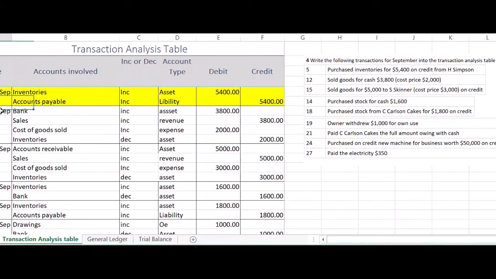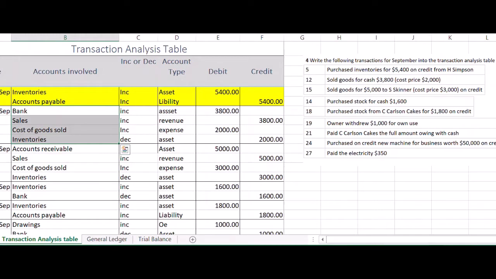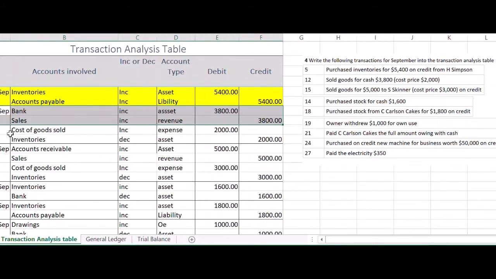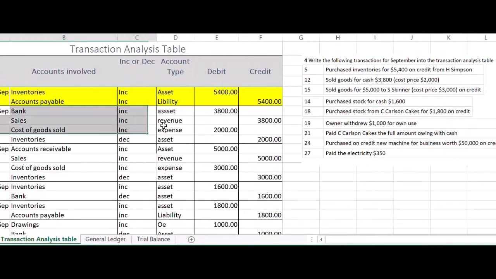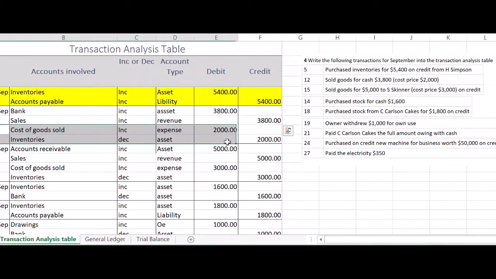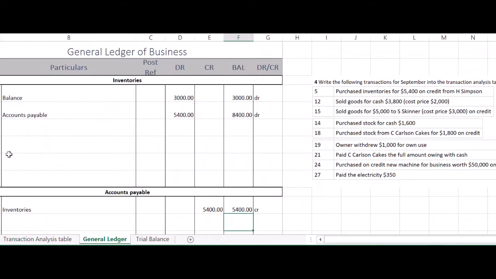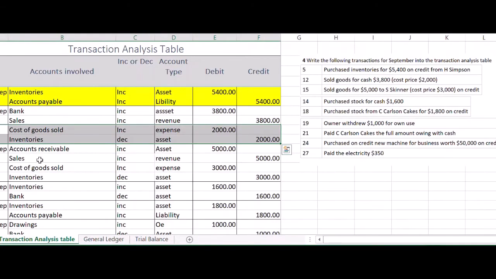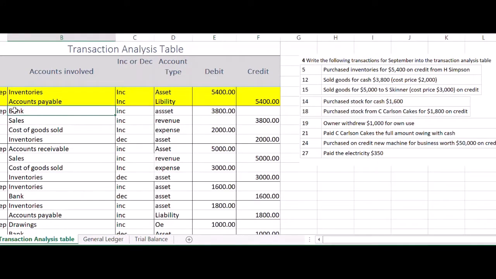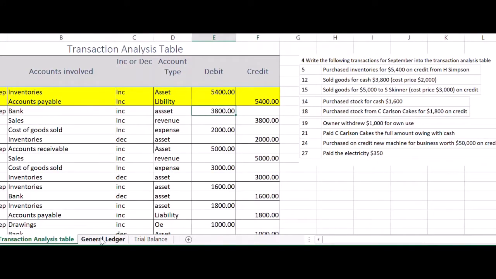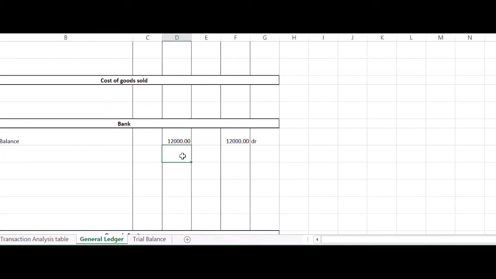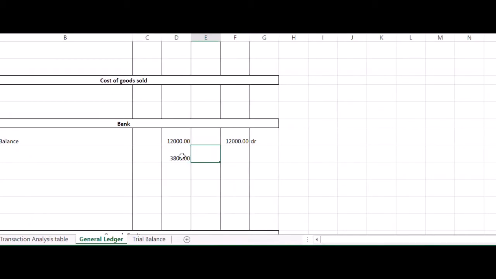Now I'm going to record these 4 accounts. Best off, you treat them as 2 separate transactions in this case here. So bank and sales, and cost of goods sold and inventory. First off, I'm going to go to the bank account. Same process again. Debit side, write $3,800. So bank account, on the debit side, I'll record $3,800.